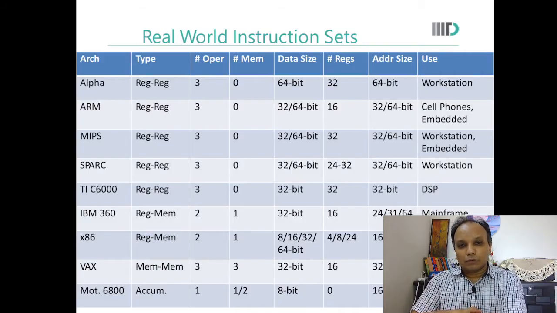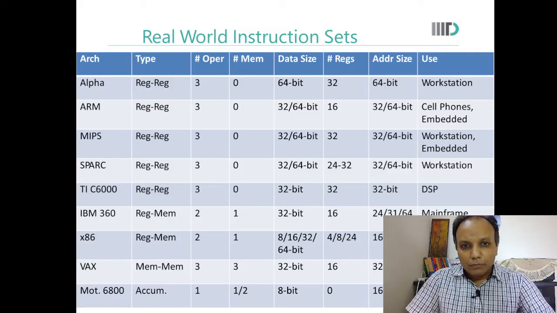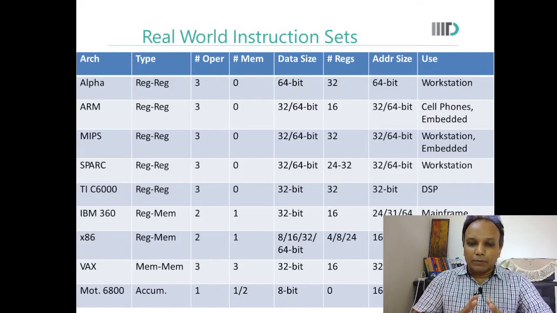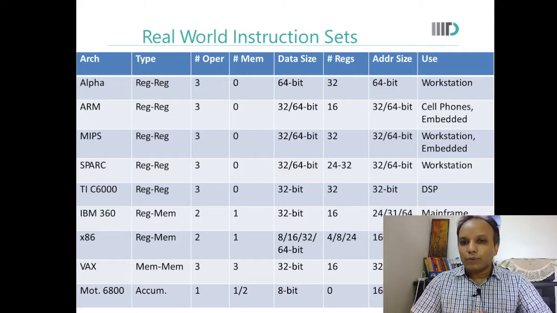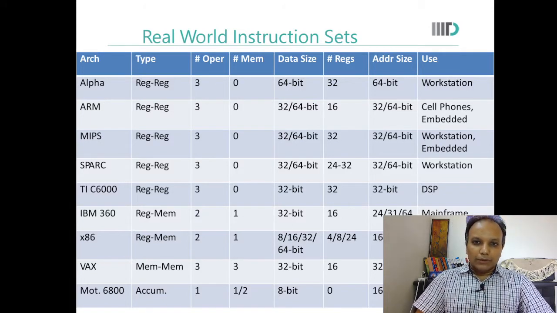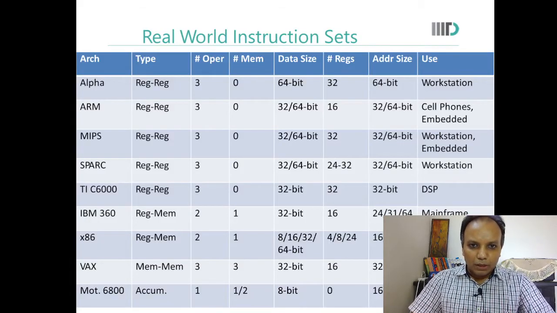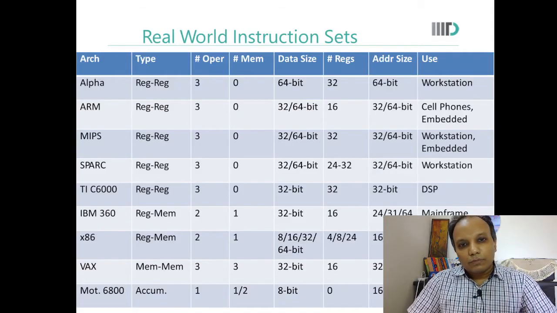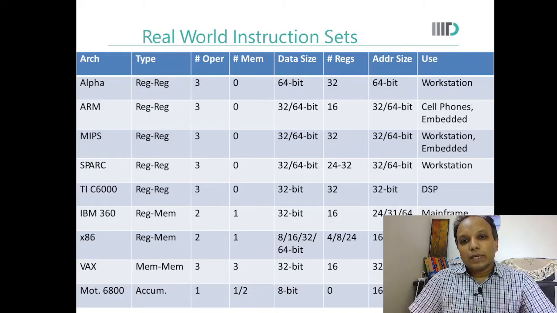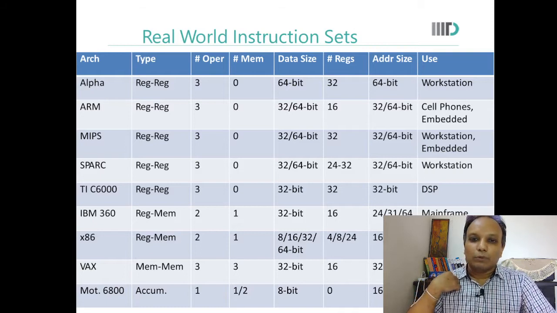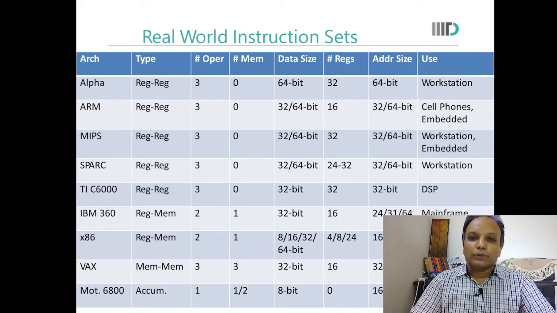For example, Alpha is one very famous ISA, where the machine model is register. It has 3 explicitly mentioned operands. It is a 64-bit machine, and there are 32 general purpose registers, and typically it is used for workstation kinds of applications, and the address size is also 64-bit. Similarly, you can look at ARM. The machine model is register, with 3 explicitly named operands. The operands cannot be memory, and the data size can be either 32-bit or 64-bit. It has 16 general purpose registers, the address size can be 64-bit or 32-bit, and it is widely used in cell phones and embedded systems.